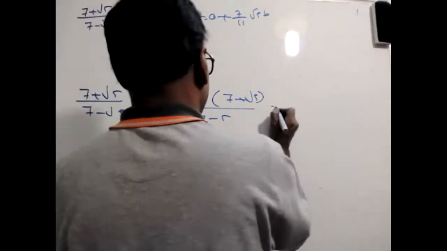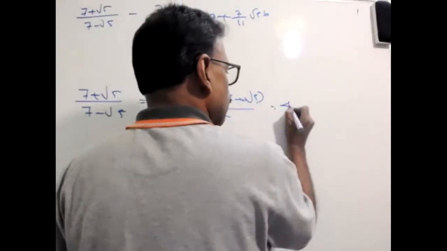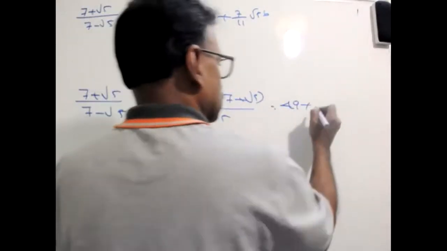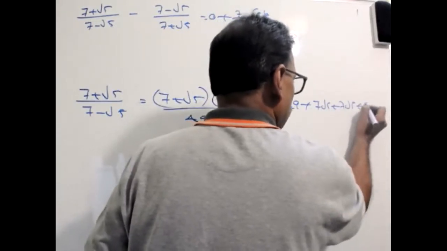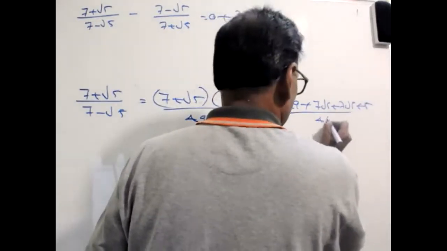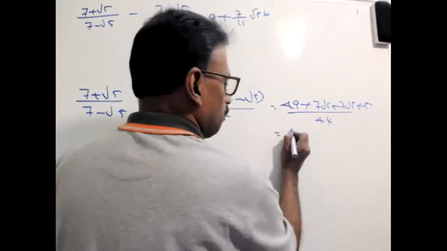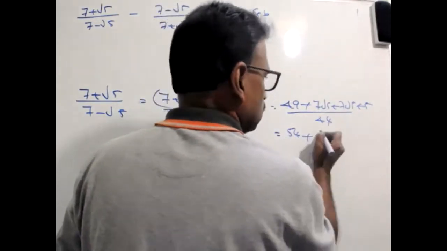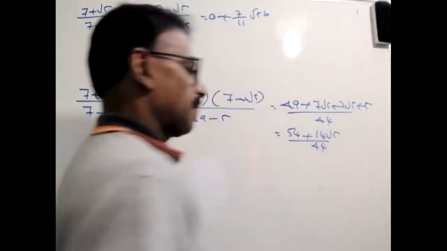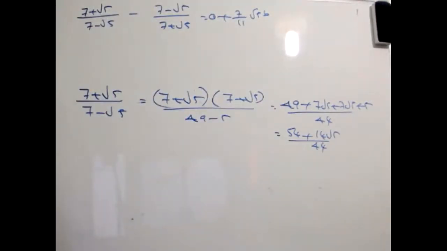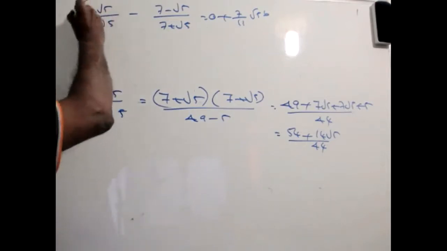This is equal to 49 plus 7 root 5 plus 7 root 5 plus 5 divided by 44, equal to 54 plus 14 root 5 divided by 44. Agree or not? Is it okay? This is the first simplification, this part.